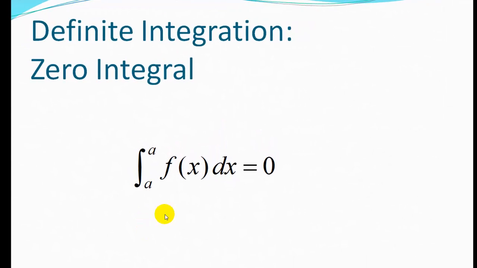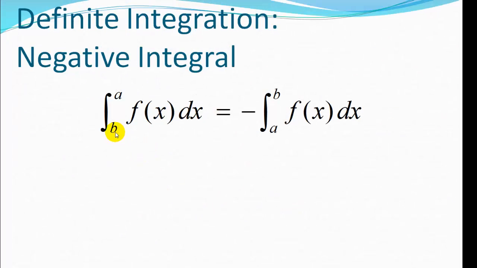First of all, the zero integral. If our starting and ending points are the same, then the area is zero. We started and ended at the same point, we really have no area at all. So the integral from a to a of f of x dx is zero. Let's look at a negative integral. If we go from a lower limit of b to an upper limit of a of f of x dx, that's equal to the negative of the integral with the endpoints reversed, from a to b of f of x dx. So if we interchange the endpoints, we wind up with a negative of the original value.